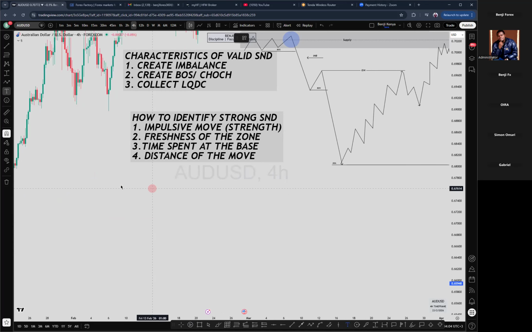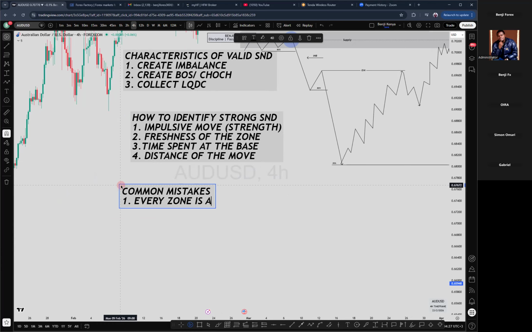Those common mistakes traders make from these supply and demand areas. Number one, they usually think that every zone is a valid supply and demand. As much as we usually trade zone to zone, not every zone is a valid supply and demand area. Number two is ignoring what we usually call the trend.